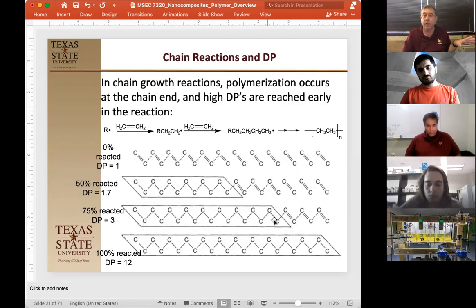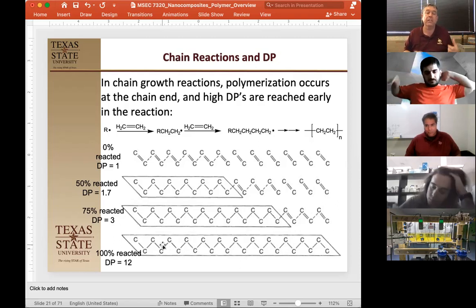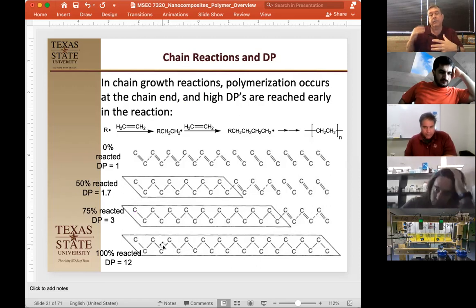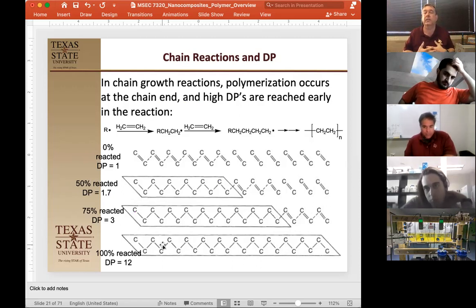Our repeat unit is much, much higher versus the number of molecules that aren't reacted, and therefore our dP is 3. And if we react all of them, because remember, it's growing at the end here, that's the only way it can react. By the time we have 100% reacted, we have a dP of 12, which is 4 times higher than that of the step growth polymerization. Okay, so does that give you an idea of why step growth and chain growth have different dPs at different points in the reaction?